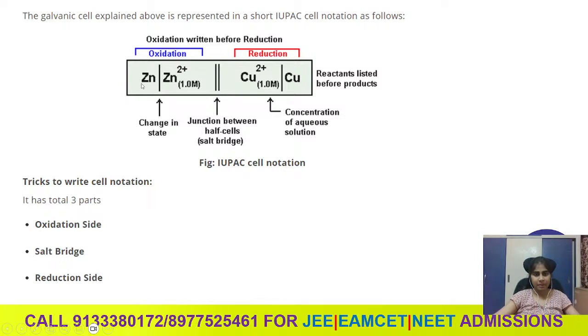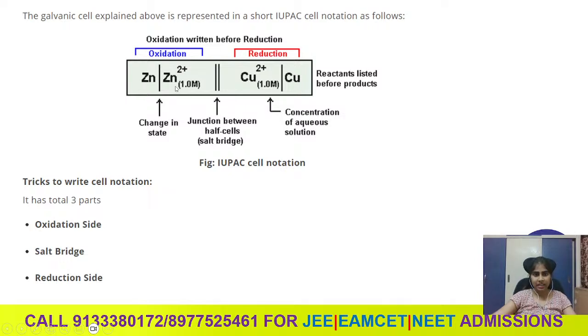So what happens here? Zinc is converting into Zn+2. This is the oxidation, and next we are representing 2 lines which denotes the salt bridge. So after this salt bridge, you need to represent the reduction reaction. In reduction, what is happening here? The Cu+2 ions is converting into Cu.